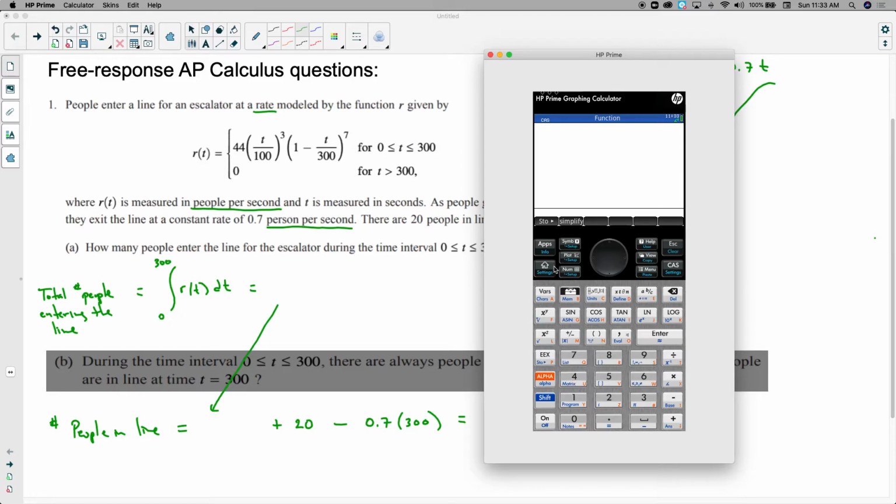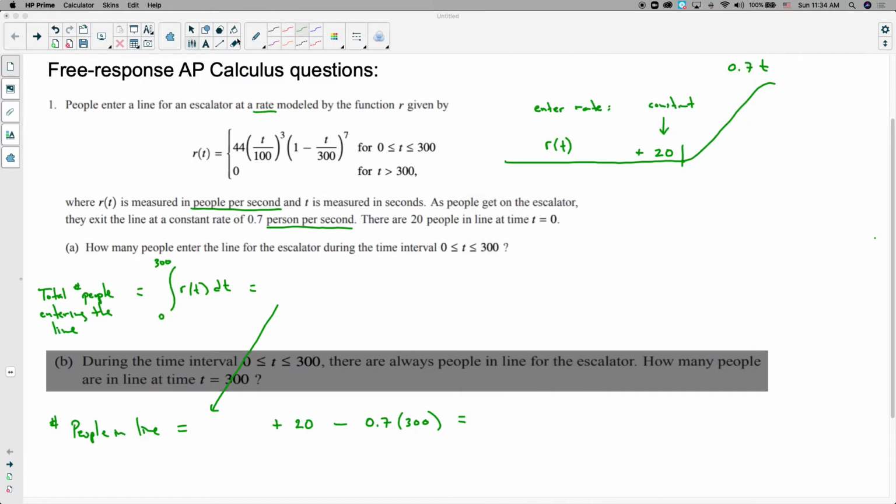All right, so we're building the integral now, and it is inside of calculus, and we want to integrate from 0 to 300, and then I'm going to put my function there. So now it's just a matter of going into paste and choosing that function. And then with respect to x, 270. Okay, so 270 people get in line over that 300-second interval.